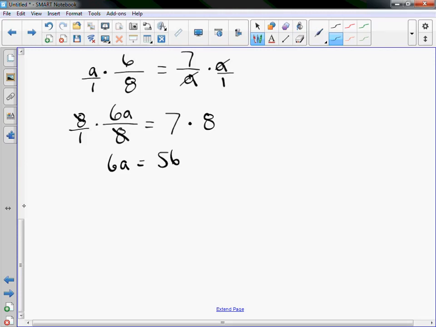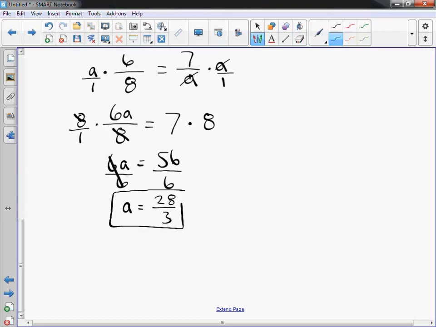Now I have 6A, so I want to get rid of the 6. I divide by 6 on both sides, and 56 over 6 is 28 thirds. So three different methods that are almost the same method will all work.